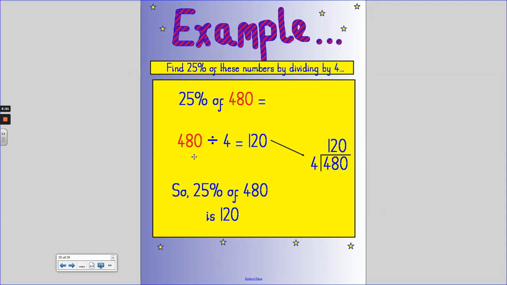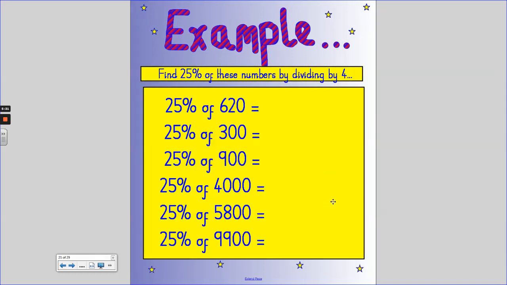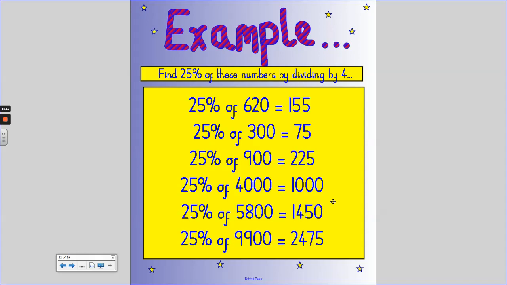So we put the 480 and we divide by 4, which gives us 120. So this is what your gate method should look like if you did do one. So we know that 25% of 480 equals 120. Right then, here are a few more for you to try. So pause the video now and have a go at these questions. Right then, here are the answers you should have, so give yourself a tick if you have got them correct.